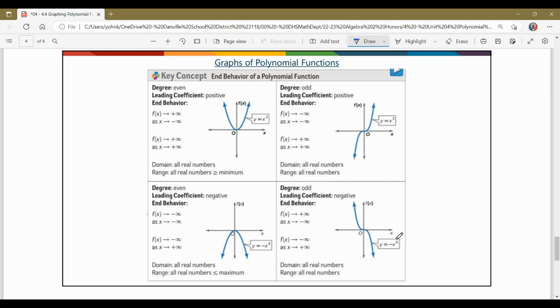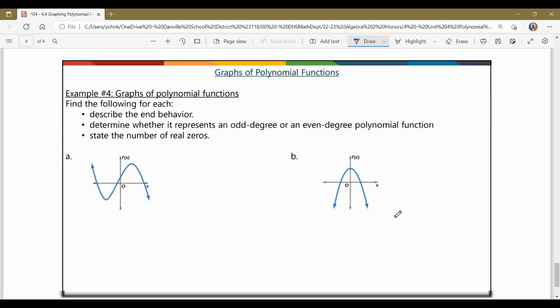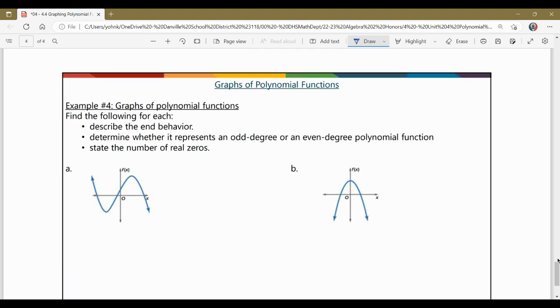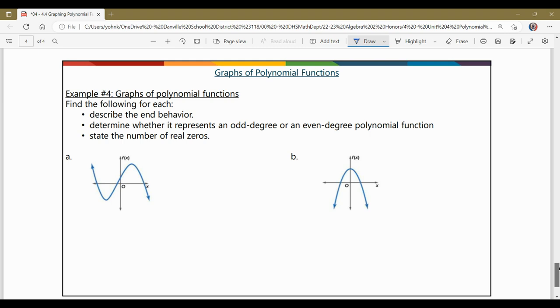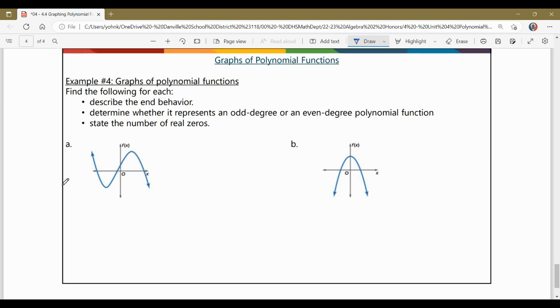So we're going to practice writing end behavior again. We're going to practice identifying odd and even, and we're going to practice identifying how many zeros the function could possibly have. So let's see how this works. Find the following for each. First, describe the end behavior.